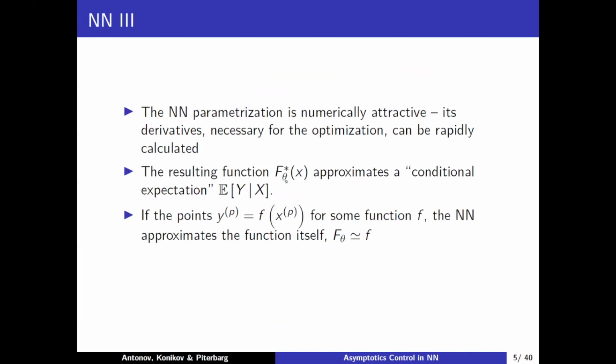Some features of it. First, the neural network parameterization is numerically very attractive. Its derivatives, which are of course necessary for optimization, can be rapidly calculated with AD in quant terms, or backward propagation in data science terms. The resulting function f of theta approximates the conditional expectation of y given x. So if the points y of p are some deterministic function of x of p, then our neural network approximates the function itself. If there is no noise, of course, it will reproduce something close to the initial function f.